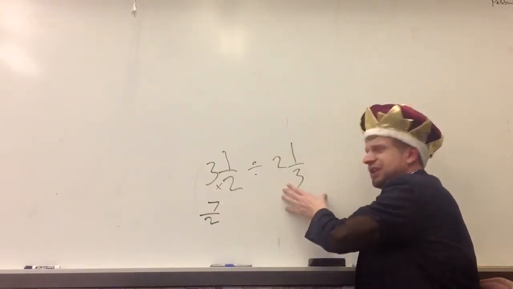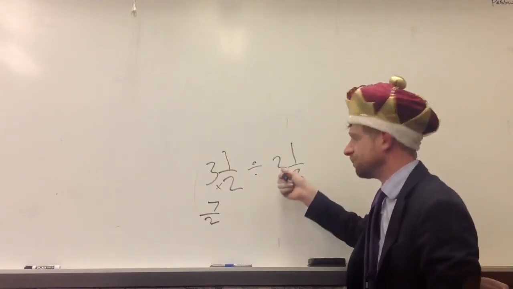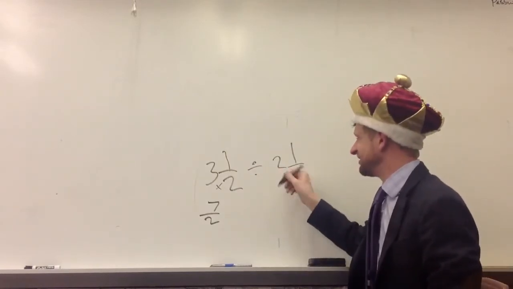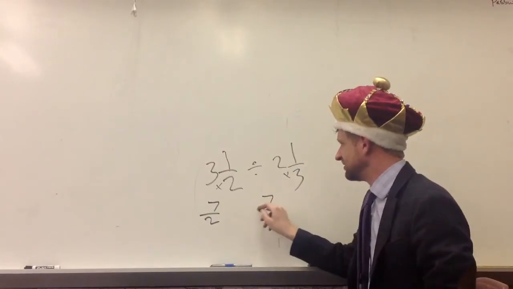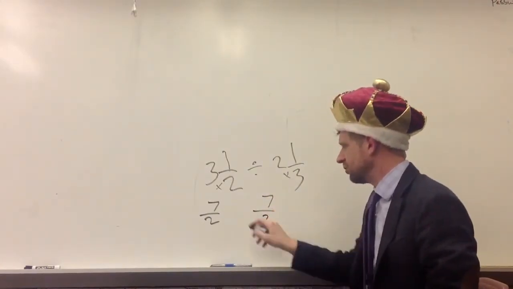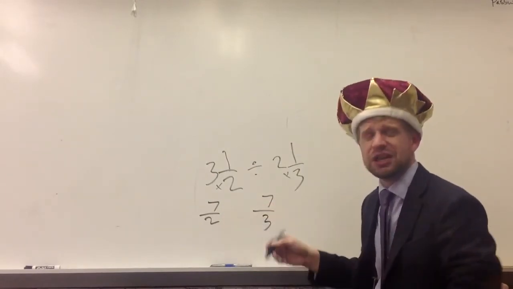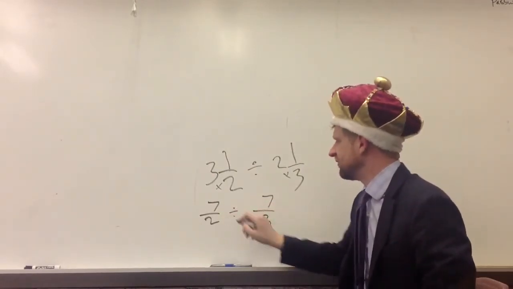But this is also an improper fraction, so there's something else I need to do. What I need to do is go 2 times 3, which is 6, plus 1 is 7. 7 over 3. Interesting, we got two numerators that are both 7. So this is a division problem.